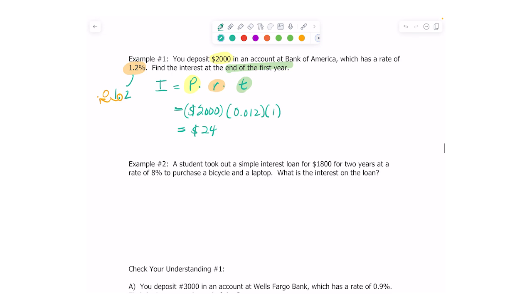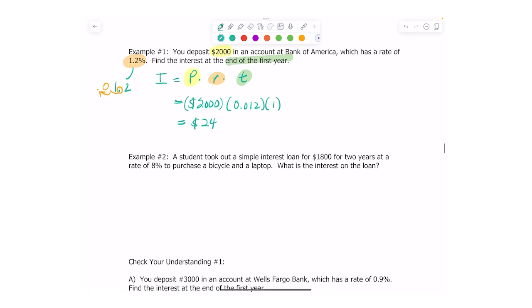The next example is very similar. A student took out a simple interest loan for $1,800 for 2 years at a rate of 8% to purchase a bicycle and a laptop. What is the interest on the loan? So now you're not depositing, but rather taking out a loan. And most places, when you take out loans, you end up owing them money, which is the interest that they make off of the loan that they gave you.